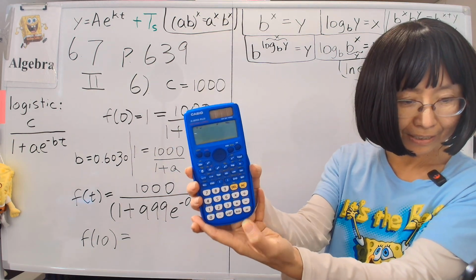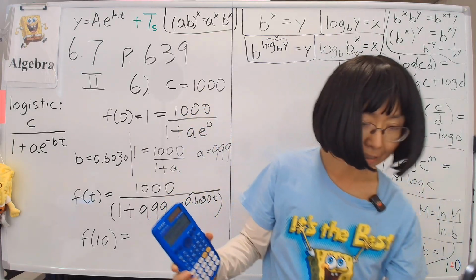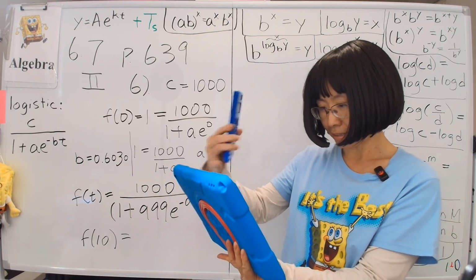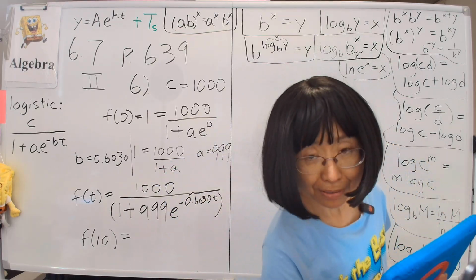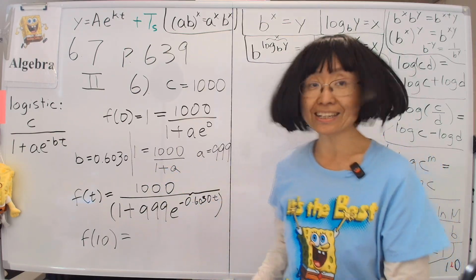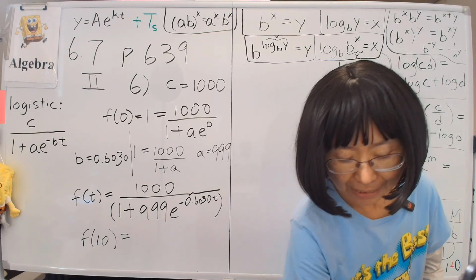So let's see if I typed in everything right. I got 293, and is that right? That sounds familiar. I think that is what the book said. Can't find it. Better put this down. Try again. 293.8. That is what I got, so that is correct. So that's what happens at 10 days.